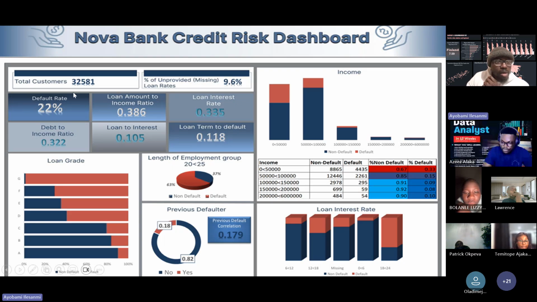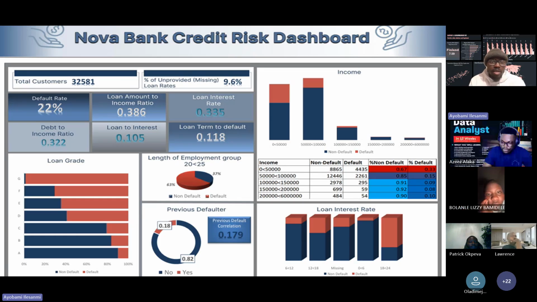So we have a general overall default rate of 22%. Loan amount to income ratio is 0.386. Loan interest rates is 0.335. Debt to income ratio is 0.3822. Loan to interest rate is 0.105. Loan term to default is 0.118.